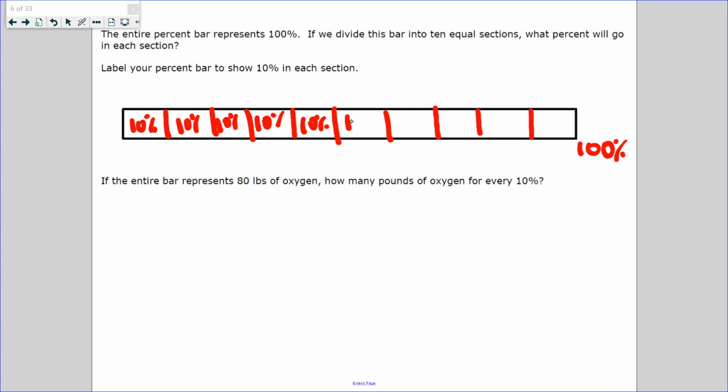I should use a lighter pen. So we broke this 100% into 10 equal sections of 10%.